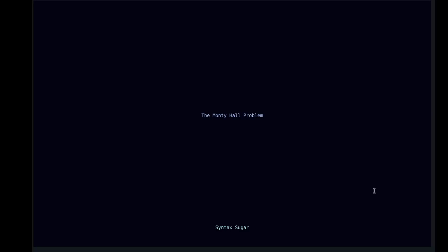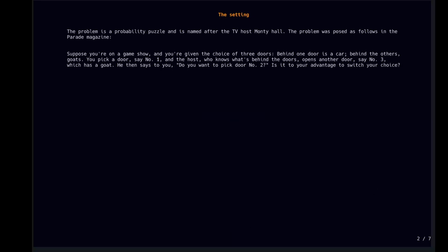Hello, I am Syntax Sugar, and today we'll be looking at the Monty Hall problem. This problem is a probability puzzle which was named after the TV host Monty Hall, and it was posed as follows in Parade magazine.